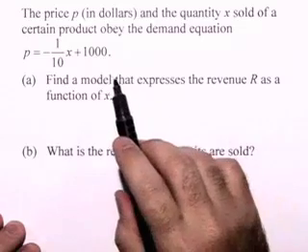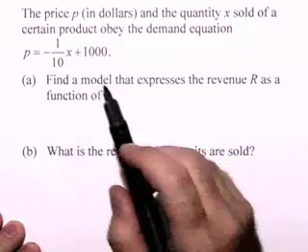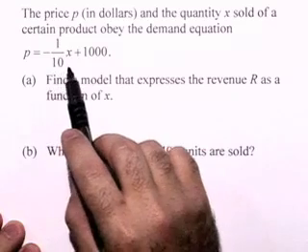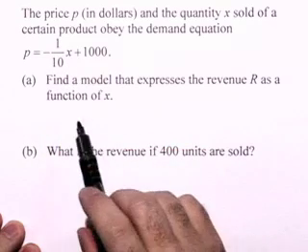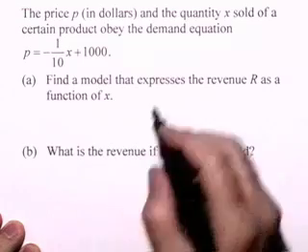In this problem, we look at an application that involves a demand equation. The price P in dollars and the quantity X sold of a certain product obey the demand equation P equals negative 1/10 X plus 1,000. We'd like to find a model that expresses the revenue R as a function of X.